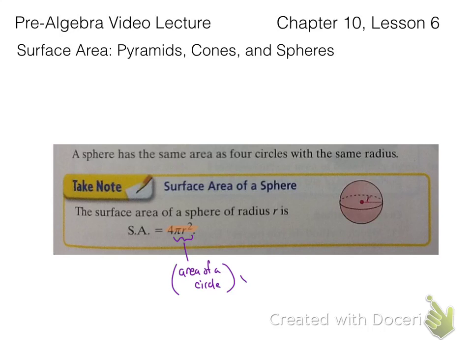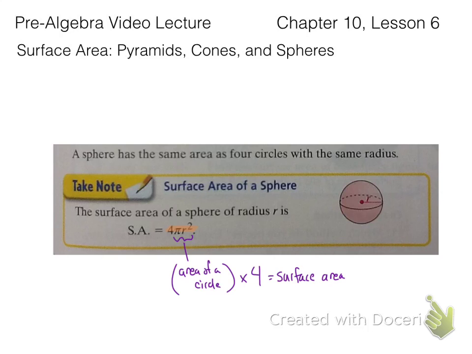All right, now let's talk about the area of a sphere. Now this is just a formula you need to memorize, that a sphere has the same area as 4 circles with the same radius. So you're going to find the area of a circle with the radius given and then multiply it times 4. Pretty easy. So pi r squared times 4. That's how you find the surface area of a sphere. Just memorize it, guys, and just remember that the surface area is the area of a circle times 4.